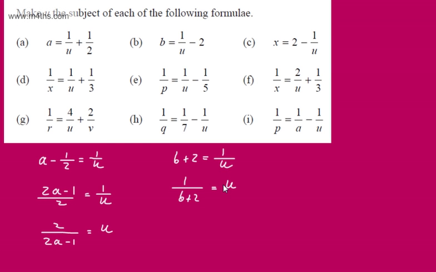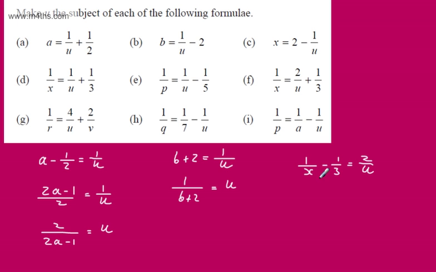Okay, let's look at a slightly more challenging one. Let's look at this one right here. So what I'm going to do is subtract now the 1/3 from both sides. So 1 over x minus 1 over 3 is equal to 2 over u.